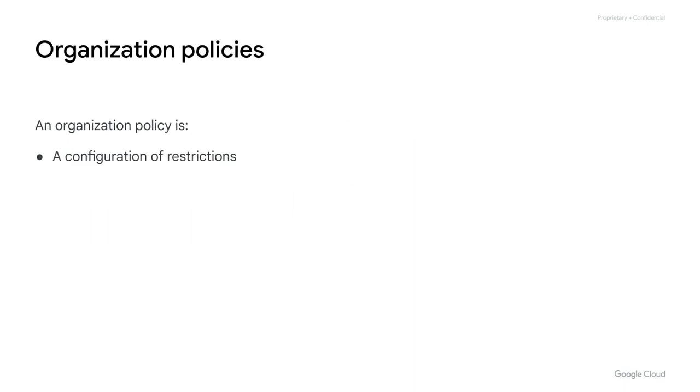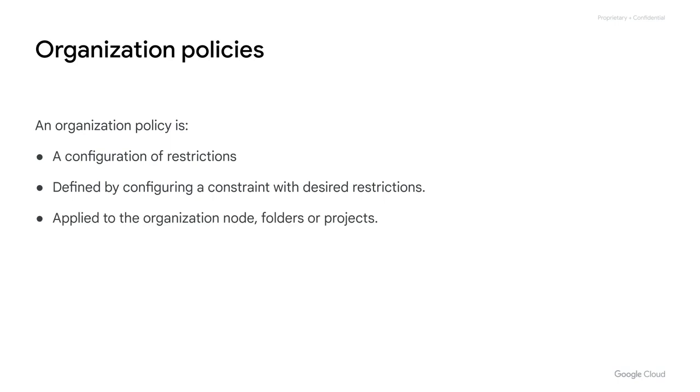An organization policy is a configuration of restrictions, defined by configuring a constraint with the desired restrictions for that organization. An organization policy can be applied to the organization node and all folders or projects within that node. Descendants of the targeted resource hierarchy inherit the organization policy that has been applied to their parents. Exceptions to these policies can be made, but only by a user who has the organization policy admin role.